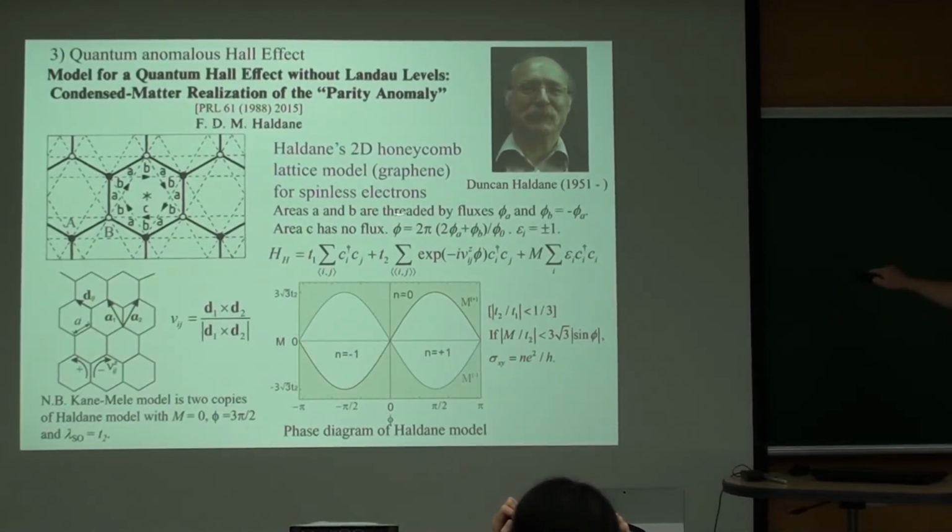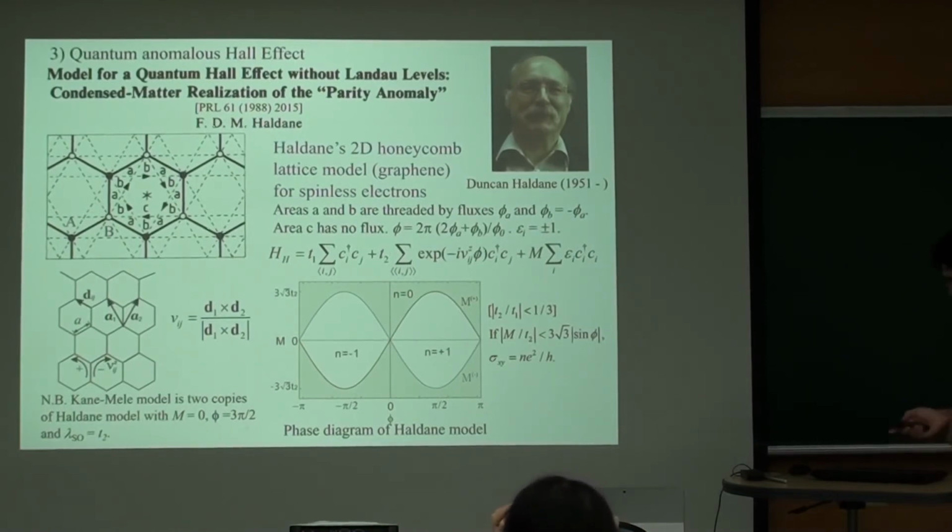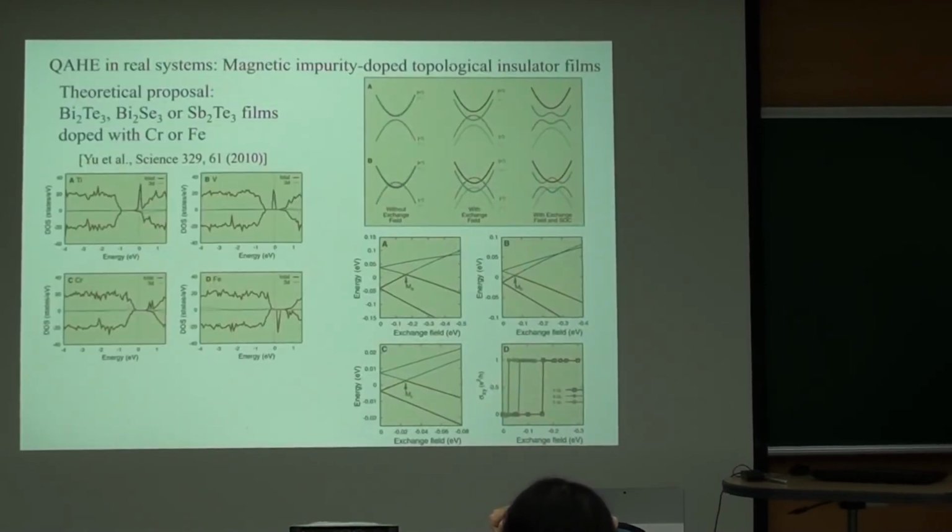Now this flux can be realized by exchange interaction in a ferromagnetic material, without an applied magnetic field. So this can be called quantum Hall effect without Landau level or without magnetic field. Of course, this is too ideal and difficult to realize.